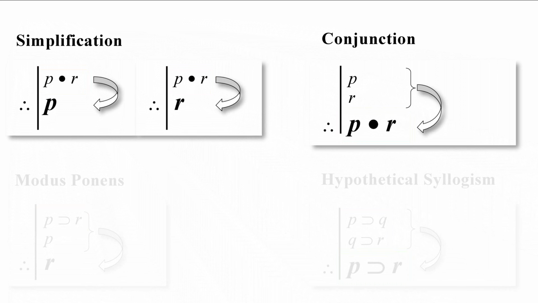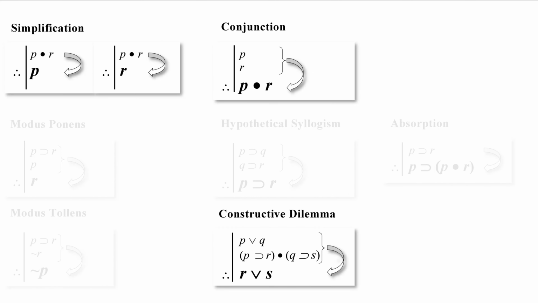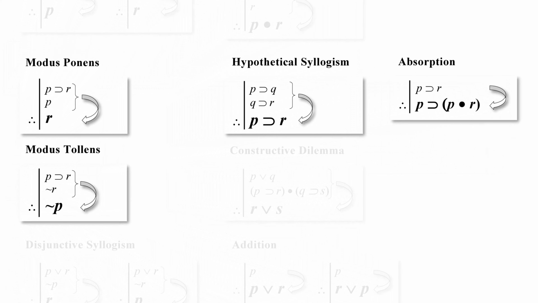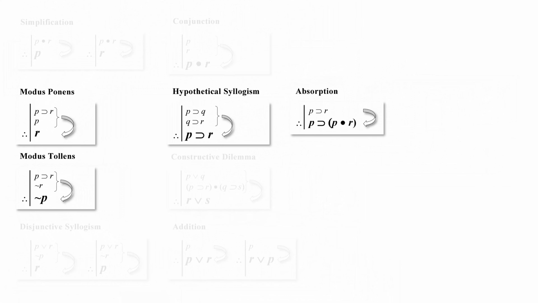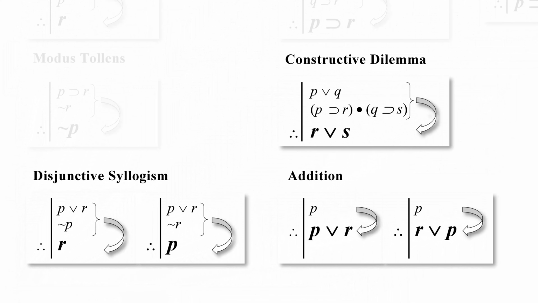They deal with conjunctions. The constructive dilemma is a rule that also employs a conjunction, but in a rather specific setting. Now, these 4 rules allow us to make inferences with conditionals. And finally, disjunctive syllogism, addition, and also constructive dilemma allow us to deal with disjunctions.